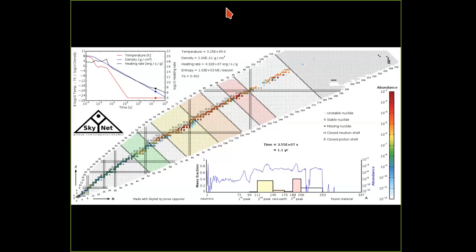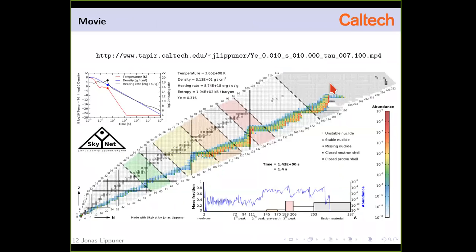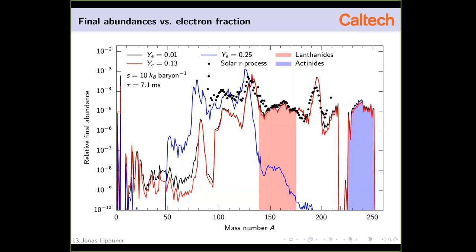So let's switch back to the slides. Here we go. Here are three different final abundance curves, all at a fixed entropy of 10 kB and an expansion timescale of 7 milliseconds. The case I just showed you is the black curve here with a Ye value of 0.01. The red curve is a value of 0.13, so it's less neutron rich, but you can see the abundances are basically on top of each other.